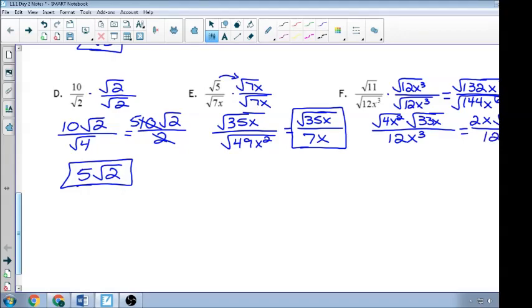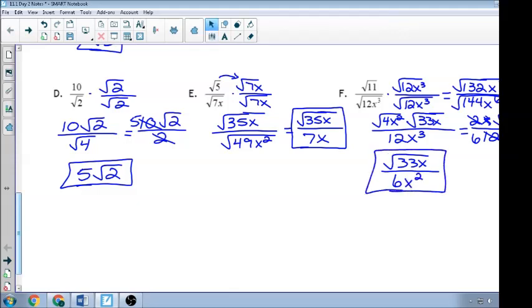Well, 2 and 12 can cancel, turning the 12 into a 6. I have 1x in the numerator, 3x's in the denominator, so the 1x in the numerator will go away. The cubed will turn into a squared. So I'm left with the square root of 33x over 6x squared. That is actually the end of our lesson.